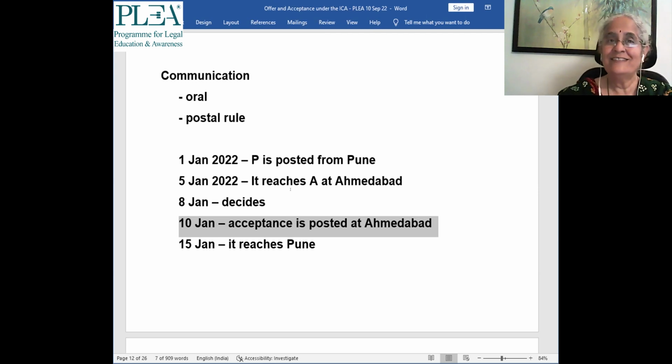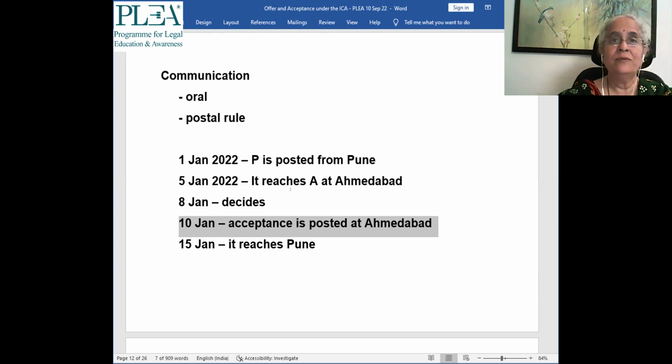Two judges said that the postal rule doesn't apply. And one judge, Justice Hidayatullah, used section 4 to say that you put it in the course of transmission and you can't take it back. And therefore, the Pune court, in the example I gave you, will have jurisdiction.